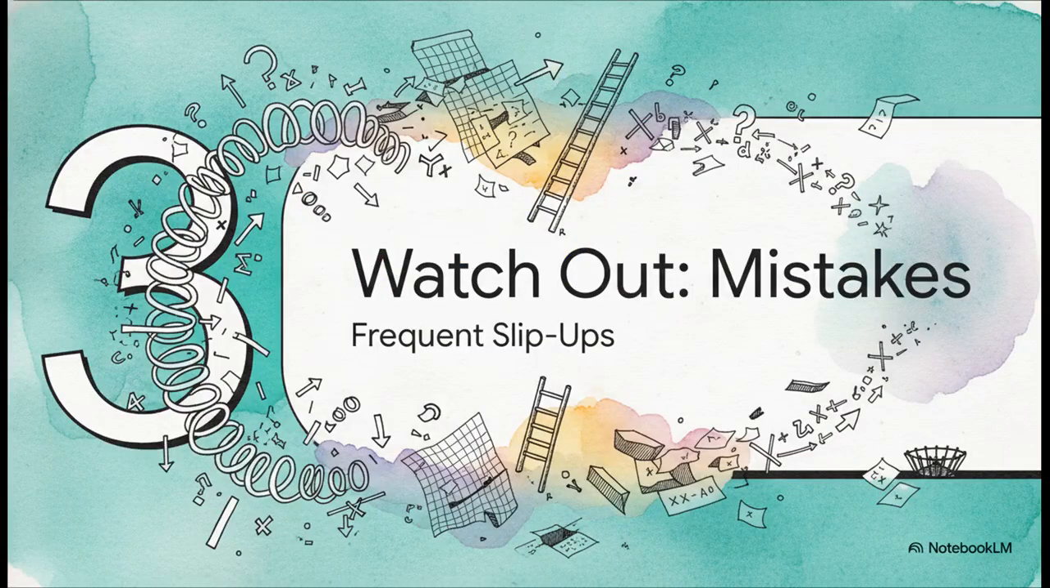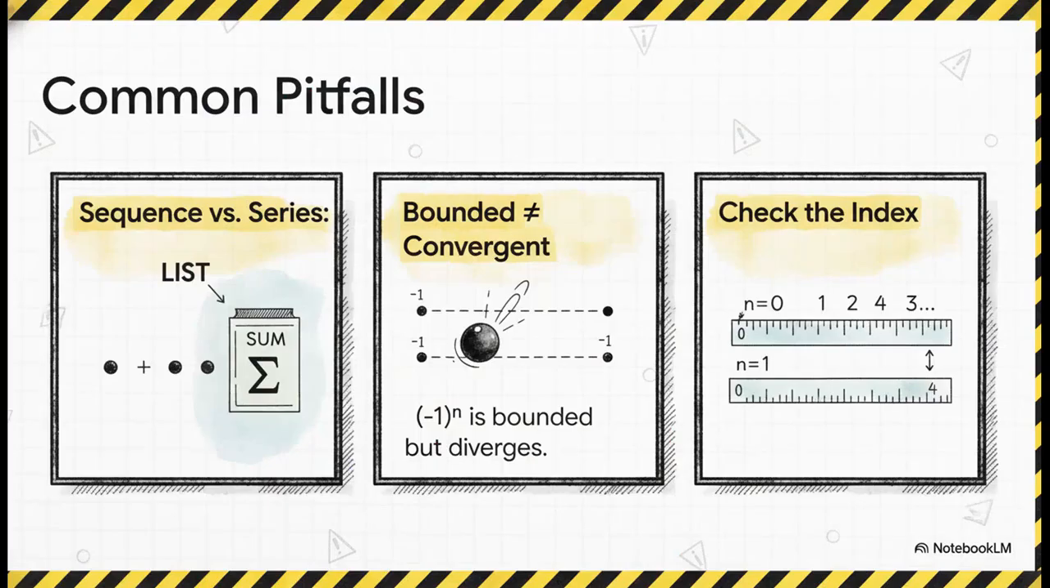Okay, let's hit pause for a second and talk about a few common tripwires. Seriously, knowing these little traps ahead of time is one of the best ways to get really good at this stuff. Here are the top 3. First, and this is a big one, don't mix up sequences and series. A sequence is just a list of numbers. A series is when you add up that list. Totally different things.